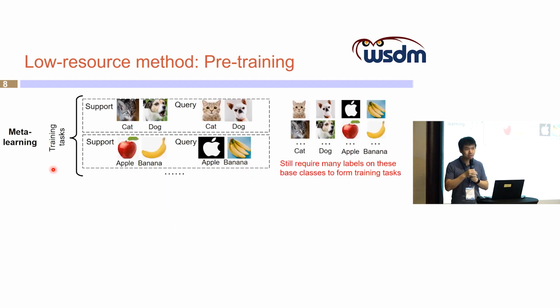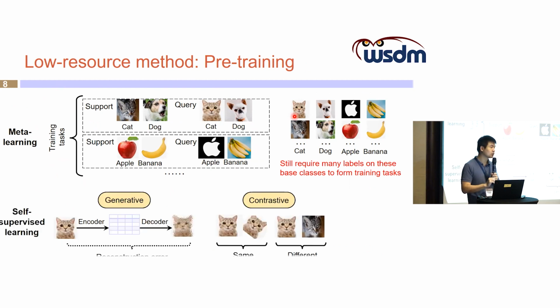But the problem with meta-learning is that it still requires many labels on these base classes. You notice in meta-learning, we need a lot of training tasks. Each instance is actually a task, and we need a lot of labeled data on these training tasks. But what if we don't have such base classes? Let's say I only have one or two examples for the classes I have here, but I don't have labels on the base classes. So an alternative way is to rely on self-supervised learning.